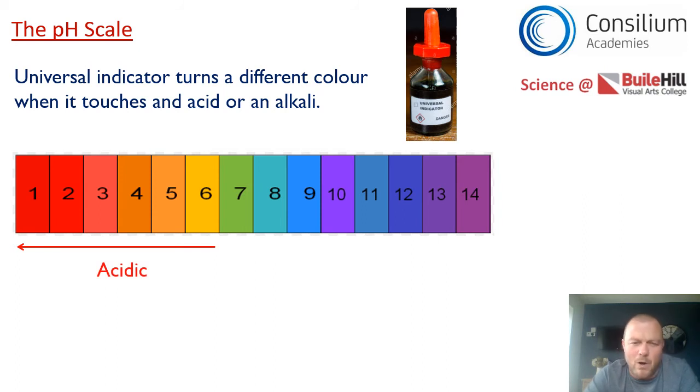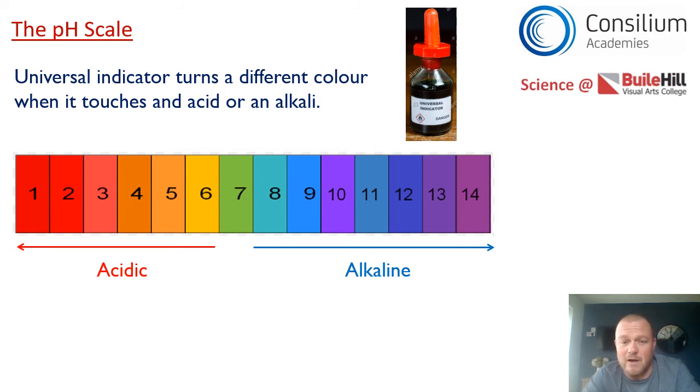So number 1, if it went really bright red, that would be a really, really strong acidic compound. And number 6 may be a little bit weaker, maybe something like lemonade or lemon juice. Now, if it went the blues and the purples from 8 up to 14, that would indicate that the substance we touched would be an alkaline substance. And again, 14 is a stronger alkali than number 8, which is a weaker alkali.